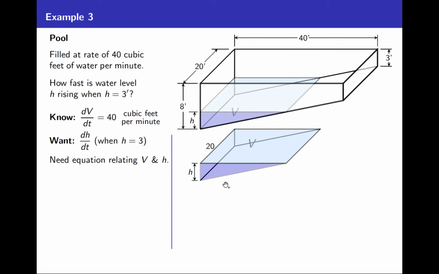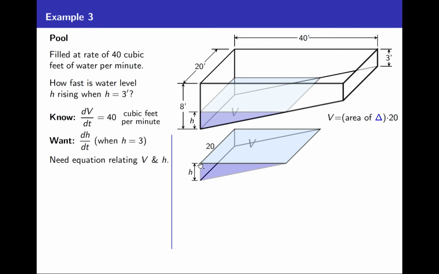We want to find an equation relating the volume V to the height h. Now think about what that would be. V is the volume of a triangular prism. That would be equal to the area of the triangular base, this triangle here, of height h, times 20. So V is the area of this blue triangle times 20. That's base of the prism times the height of the prism. So good.